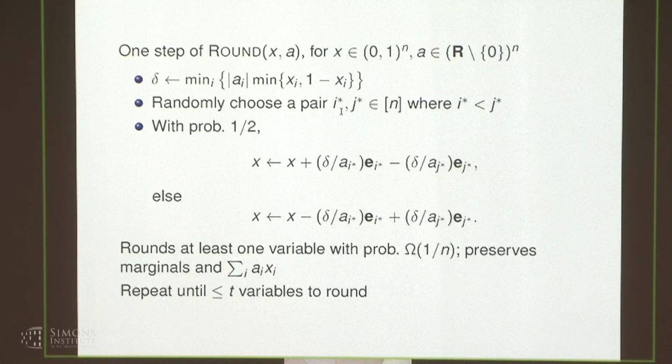Pick a random pair so that you have a decent chance of picking a same-sign pair, and then update them symmetrically. With probability half, you move along e_i minus e_j, weighted in some way, and with the remaining probability, you move in the opposite direction. The point is, you still make progress with decent probability. One can easily prove that you make progress with probability at least Omega of 1 over n, in the sense that the probability of rounding a variable in one step is at least Omega of 1 over n. And it's easy to see that this preserves the marginals, and it also preserves the weighted sum, because you move appropriately in the two different directions, e_i and e_j. All that's easy to see. And we repeat this until at most t variables are left to be rounded, where t again is a large constant. So this is the algorithm, basically.